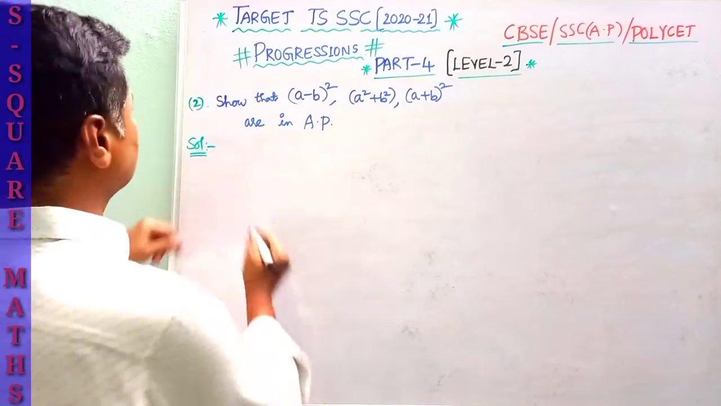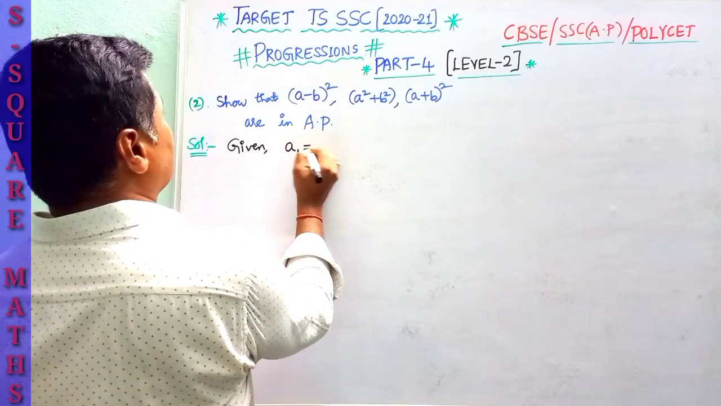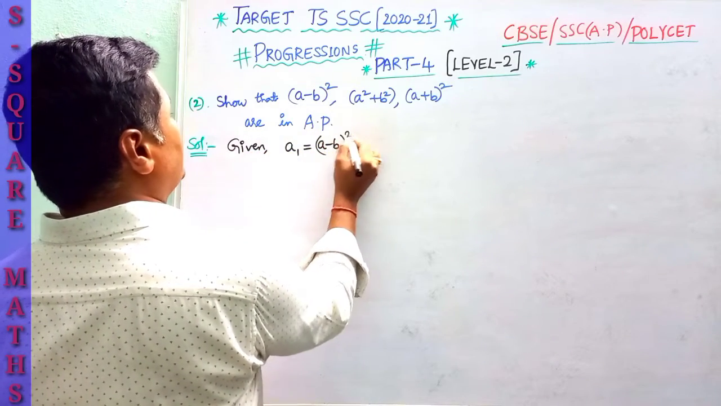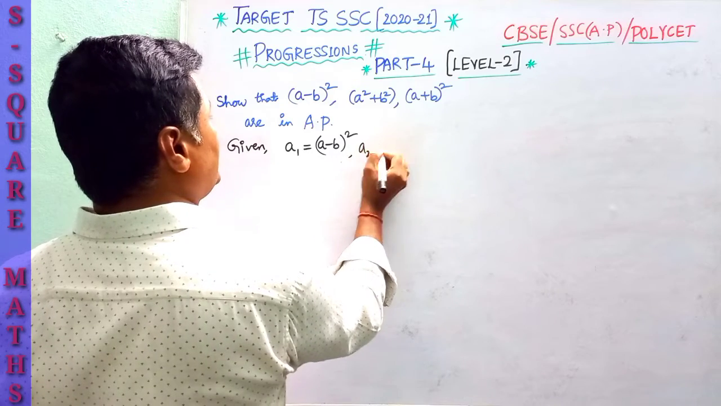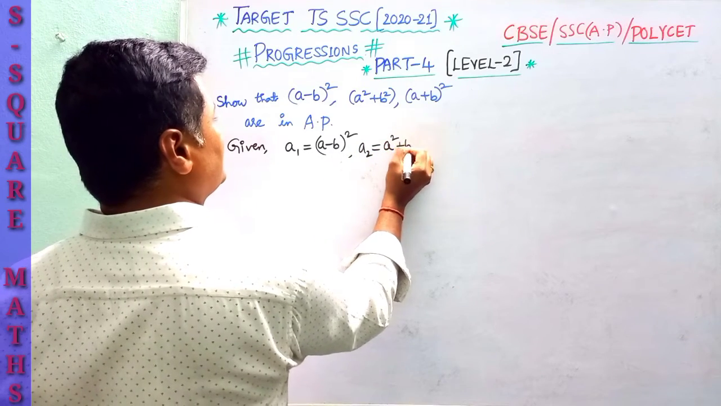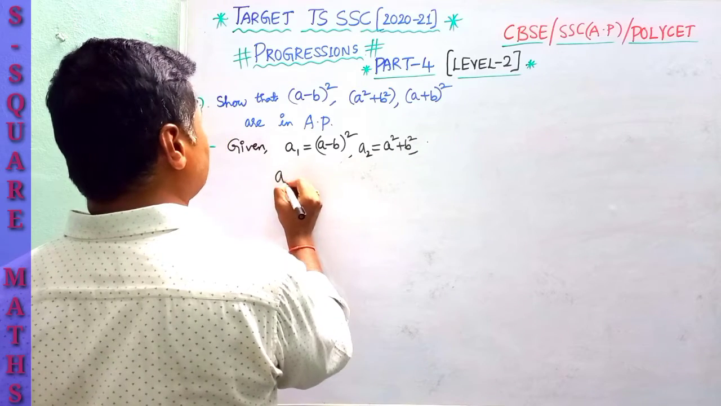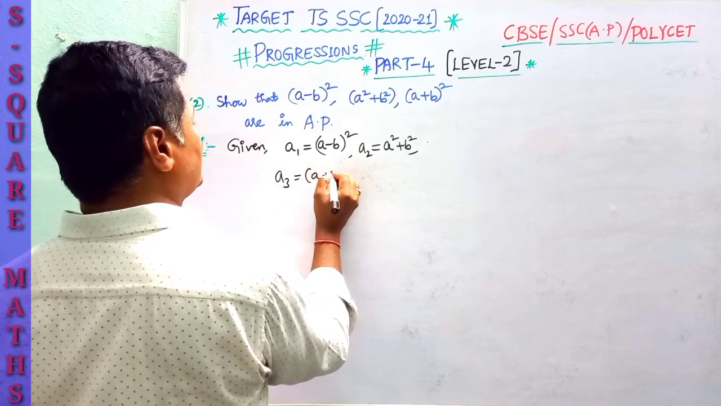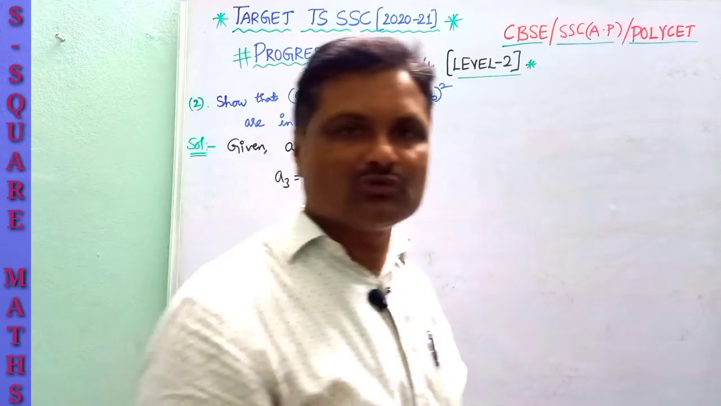Okay. So here, given nothing but our a1, the first term, is (a minus b) whole square. a2 is a square plus b square. Next, a3 is (a plus b) whole square. So these three terms you have to show are in AP, arithmetic progression.